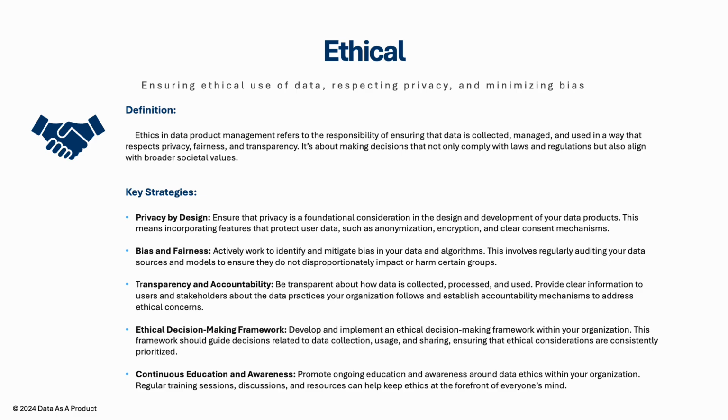Second, we need to consider bias and fairness and actively work to identify and mitigate bias in your data and algorithms. This involves regularly auditing your data sources and models to ensure they do not disproportionately impact or harm certain groups. Third, our data needs to be transparent and accountable. We need to be transparent about how our data is collected, processed, and used. We need to provide clear information to users and stakeholders about the data practices our organization follows, and establish accountability mechanisms that address ethical concerns.